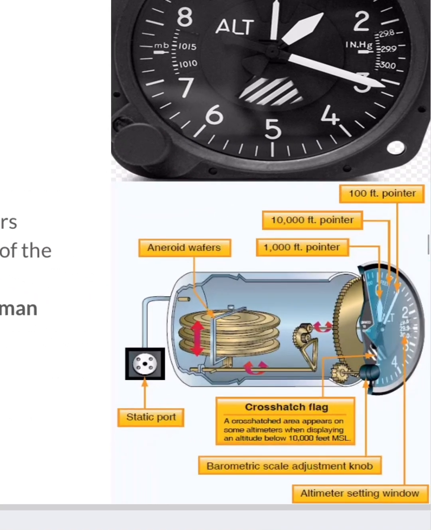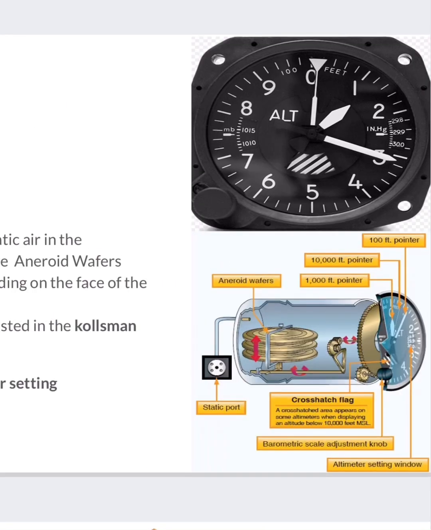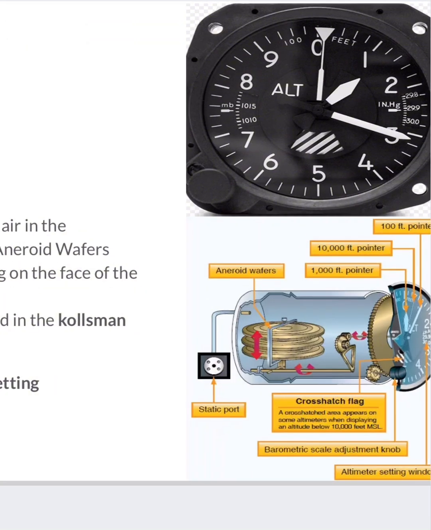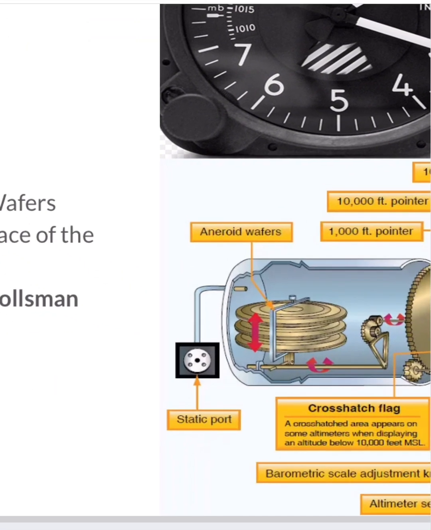What's actually going on inside of this instrument? Well, this one's just connected to the static line. Like the airspeed indicator is connected to both the pitot tube and the static port, this one's just the static port. So we have the stack. It looks like a bunch of pancakes in here. They're sealed aneroid wafers. In contrast to the diaphragm itself, it's not sealed. It's constantly connected to a static line.